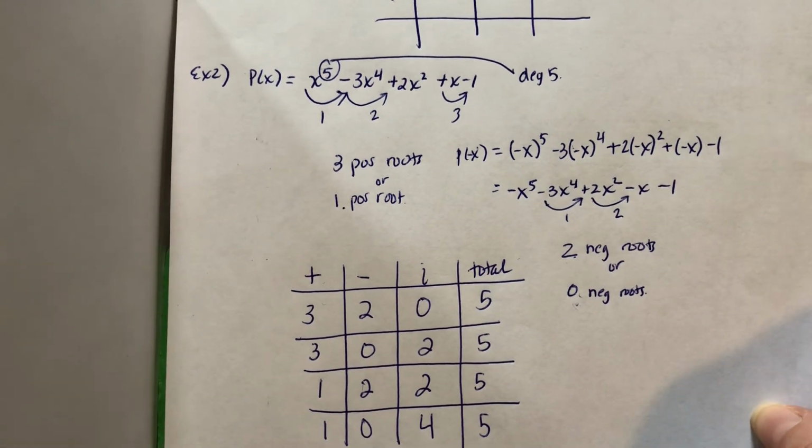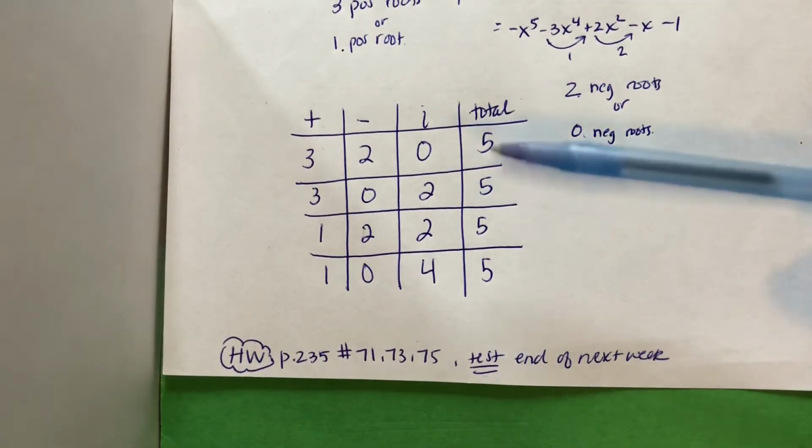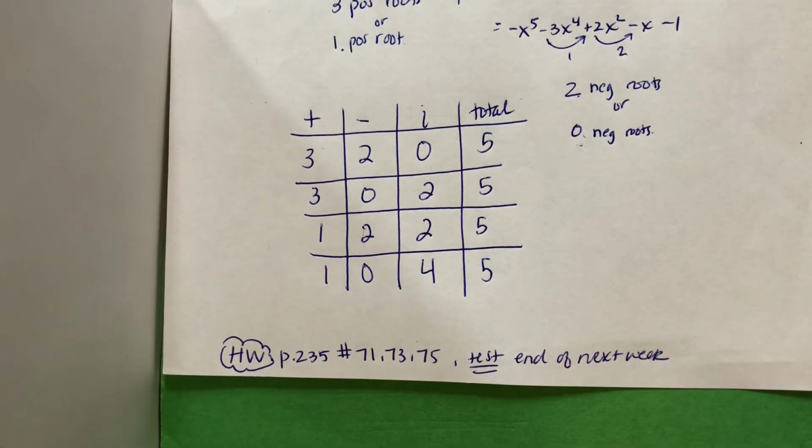And your homework for tonight, page 235, 71, 73, 75. And just as a fair warning, there is a test coming at the end of next week. It'll be a test that you take at home, and you're going to send me your final answers, and that's how I'll grade it from here on out.